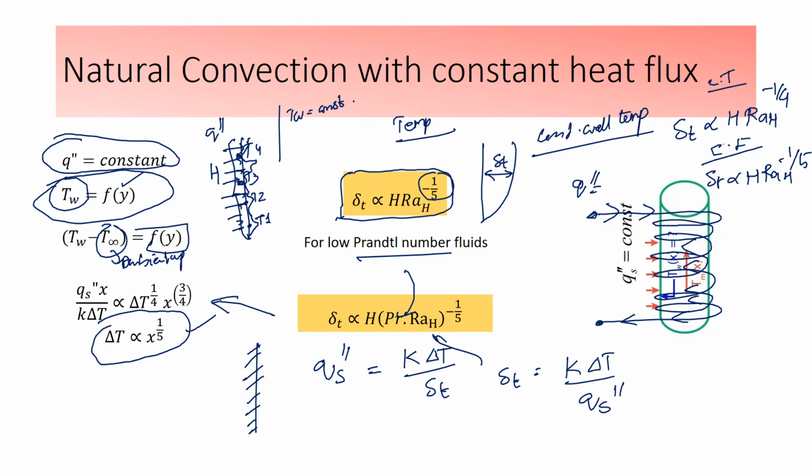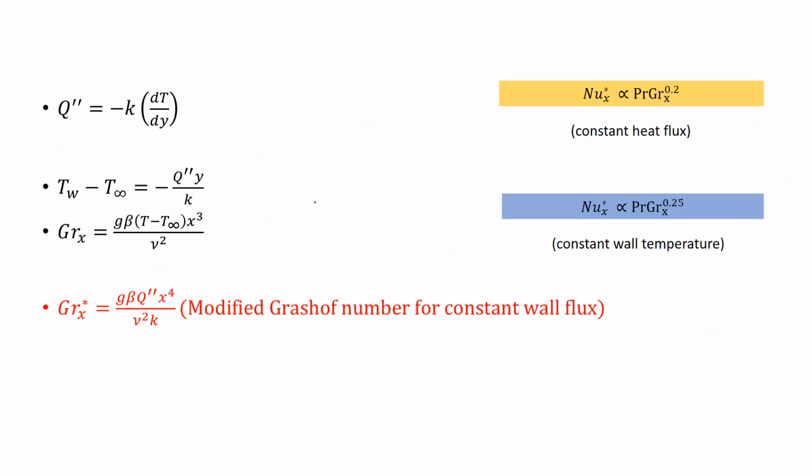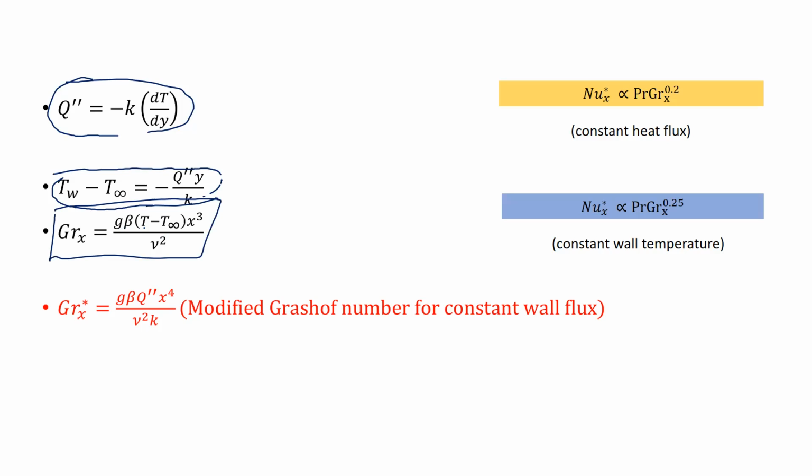Okay. So Q dash is actually minus k into dT by dy. Then Tw minus T infinity, also we can write Q dash by Yk. So generally Grashof number in constant wall temperature, this is Tw, we can write like this. But in case of constant heat flux, we have to modify the Grashof number like this, Gr_x. So these terms would come. You can just substitute and see these terms.